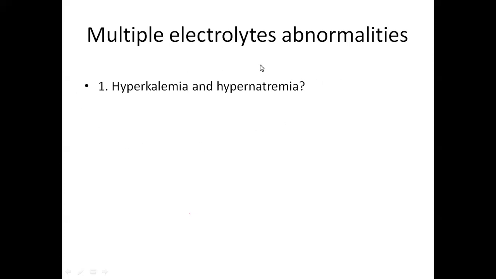If the child has severe hyperkalemia and is showing ECG changes, I am not going to bother about hypernatremia immediately. I am going to correct the hyperkalemia first. Then meanwhile, I will start the management plan for hypernatremia.